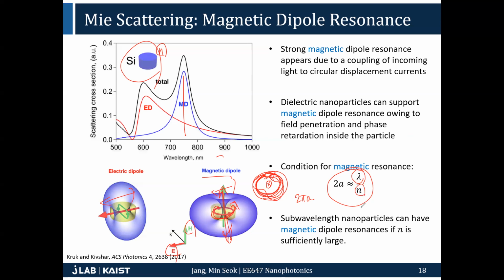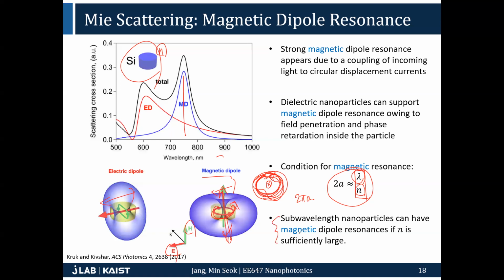And here the index n tells you basically the contraction factor for the wavelength. So if your particle is high index, the wavelength becomes shorter, right? So that you can obtain magnetic dipole resonance with a smaller particle. That's another thing that you need to keep in mind.